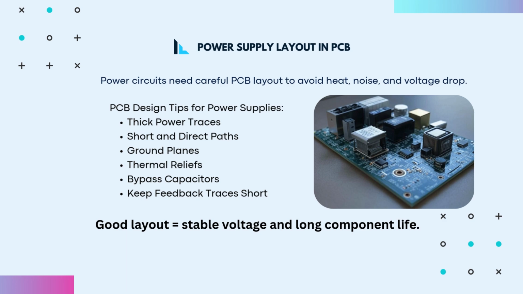Ground planes help with stability and EMI suppression. Thermal reliefs: use thermal vias and heat sinks for power-hungry components. Bypass capacitors: place them near regulators and ICs to reduce noise. Keep feedback traces short. In switch mode regulators, the feedback pin should avoid noisy paths. Good layout equals stable voltage and long component life.